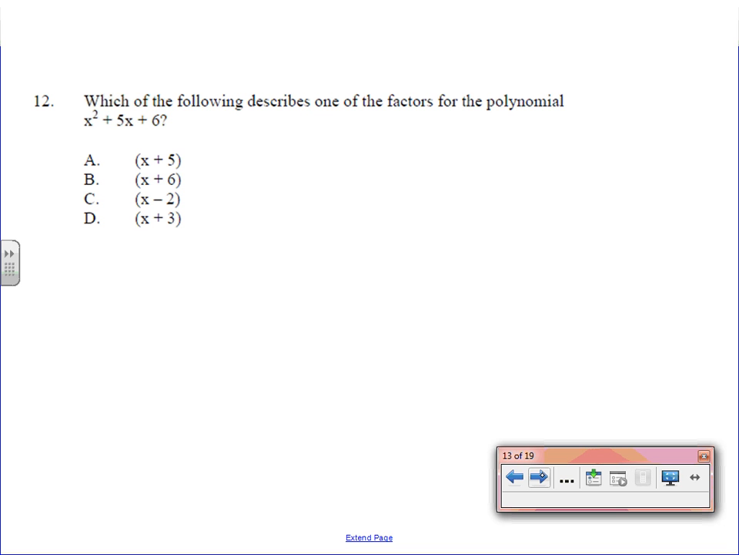Okay, number 12. Which of the following describes one of the factors of the polynomial x squared plus 5x plus 6? This right here is a trinomial. We factored right before we left for the break. We always look for a GCF first. Always, always, always look for GCF first. Now, in this particular case, there is no GCF. So the next thing I do is take a look at how many terms there are. In this case, there's 3 terms, making it a trinomial.